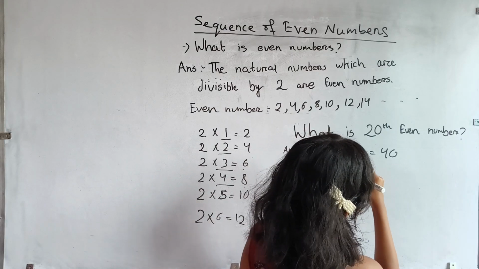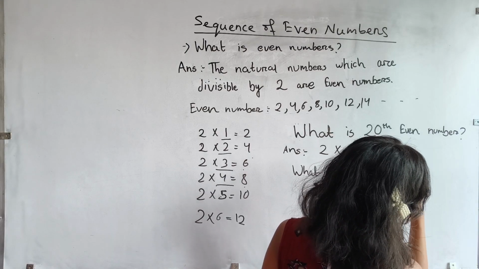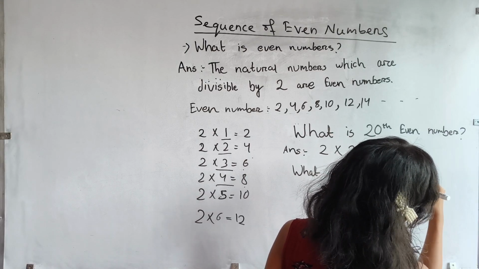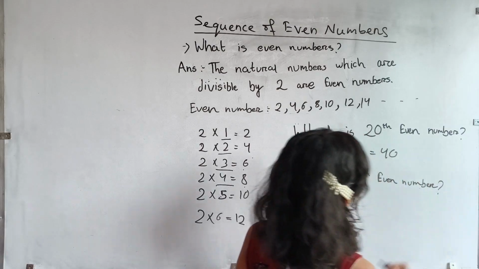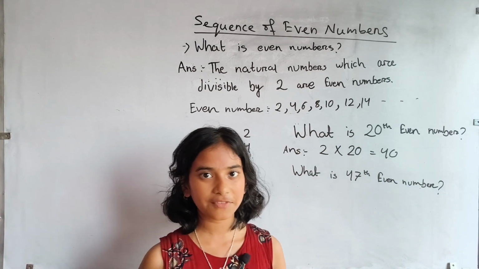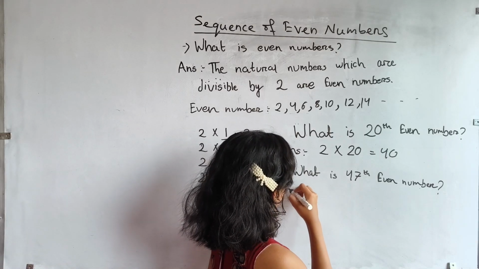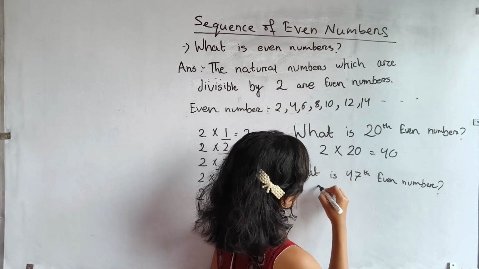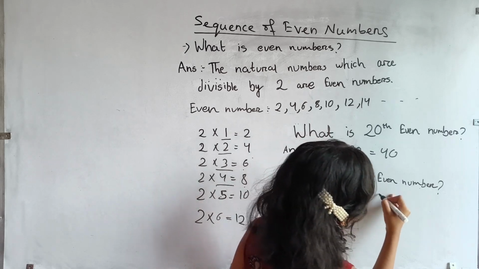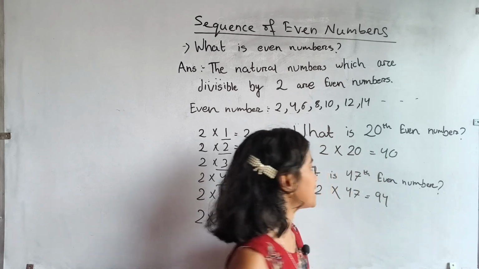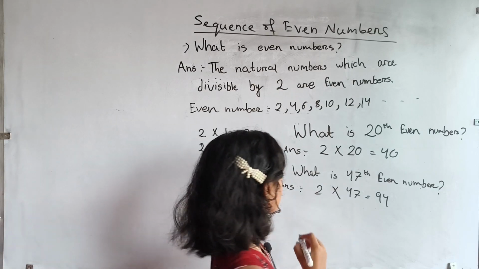What is the 47th even number? So what is the 47th even number? We'll also multiply with 2. 2 multiplied with 47 equals 94. So the answer is 94. 94 is the 47th even number.